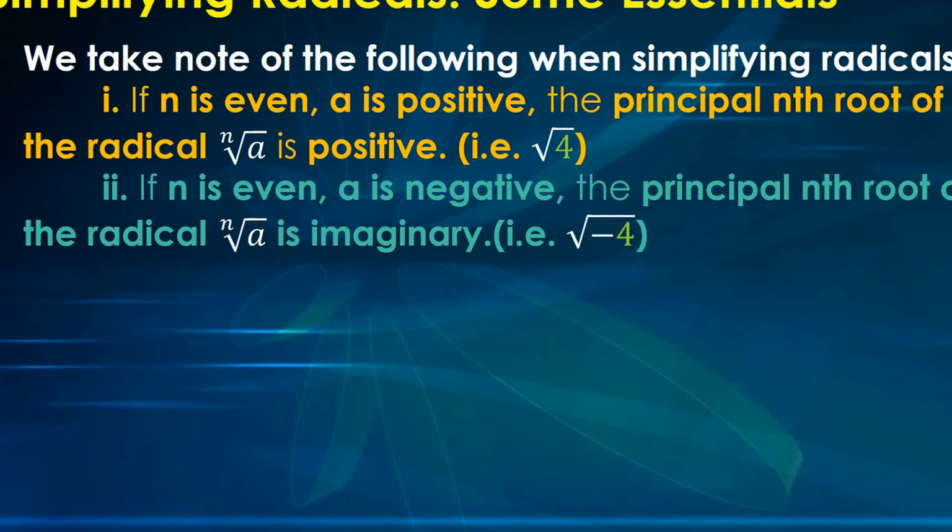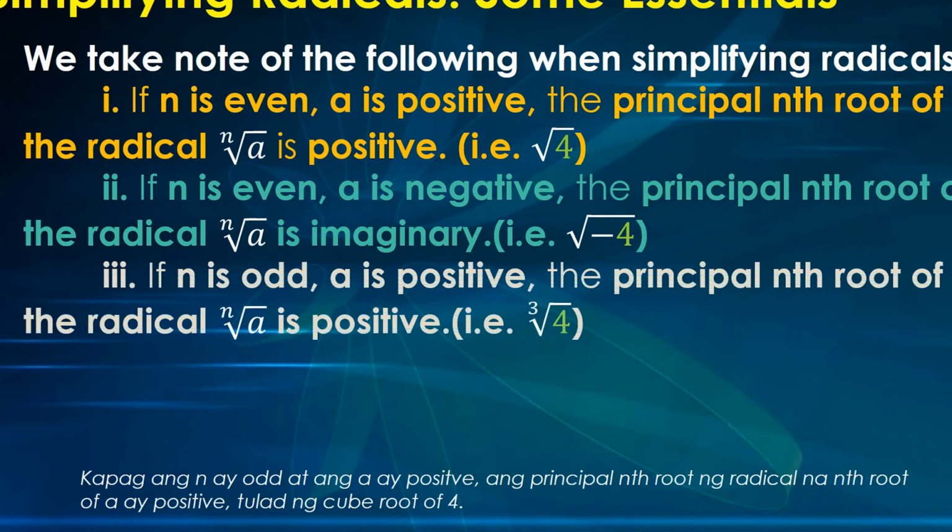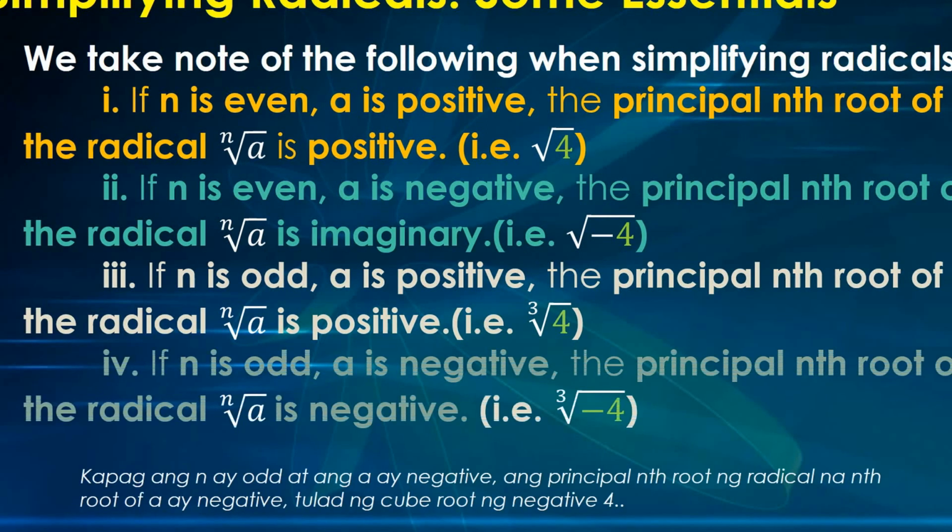It's not possible. Third, if n is odd and a is positive, then the principal nth root of a is positive. For example, cube root of 4. Fourth, if n is odd and a is negative, then the principal nth root of a is negative. For example, cube root of negative 4.